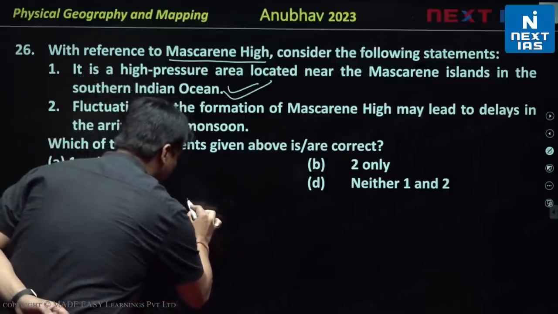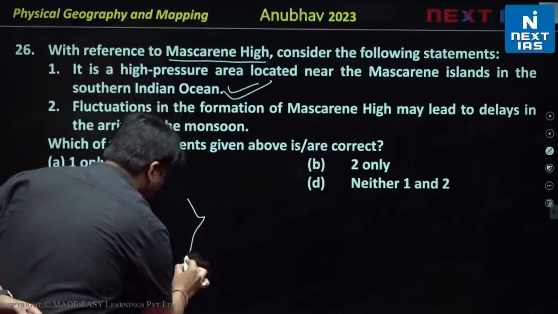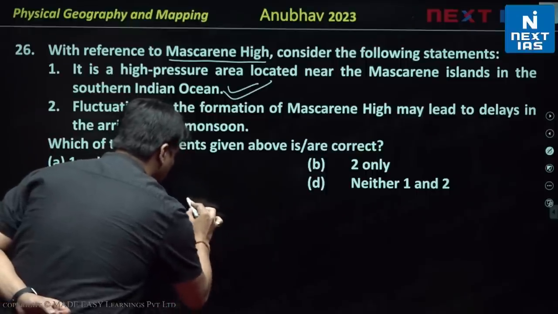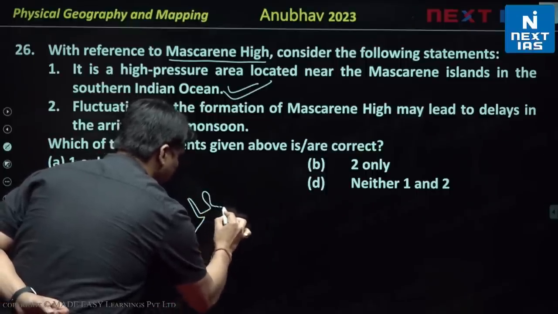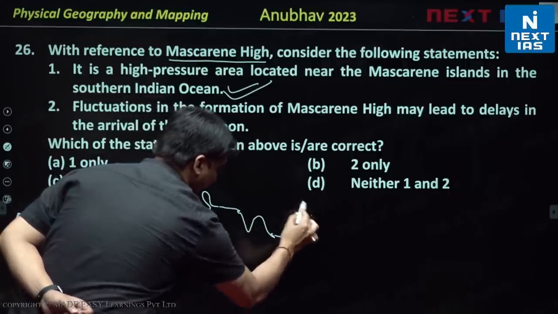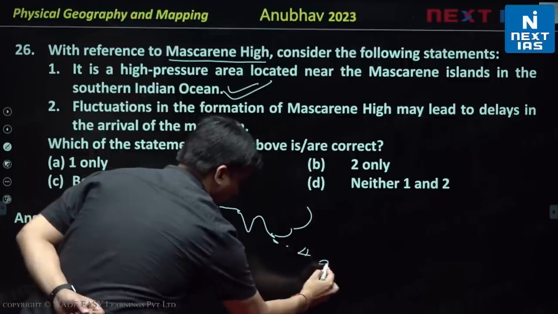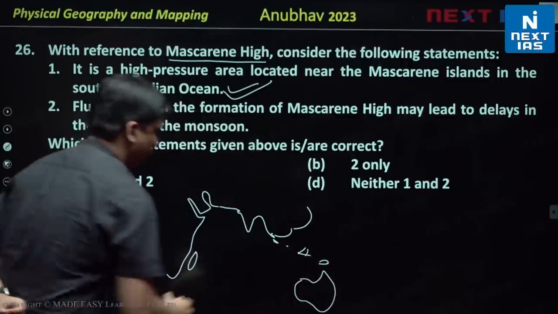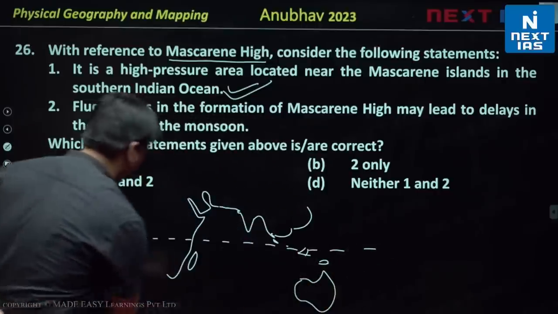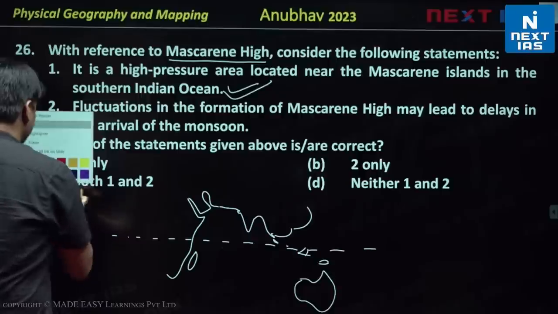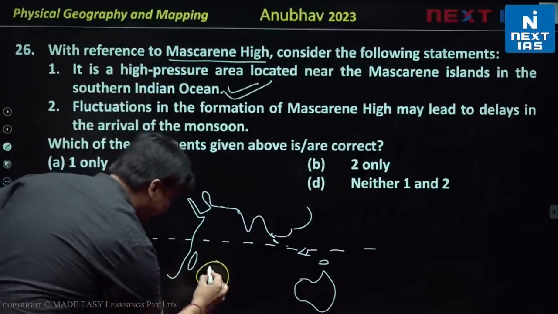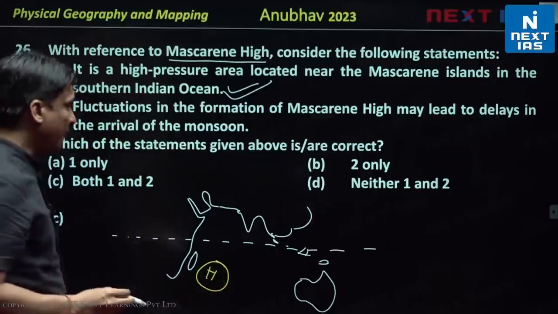Let's say this is Africa. This is Madagascar. Correct? And this is India. This is Australia, correct? So the southern Indian Ocean is south of the equator. This is the equator. So Mascarene high is basically the high pressure area which develops here in this area. This is the high pressure area, which is called Mascarene high.